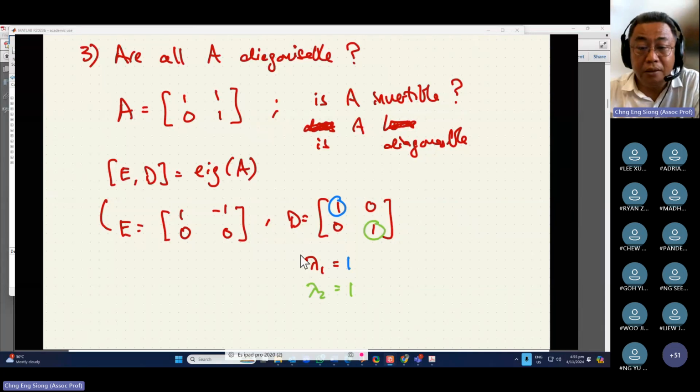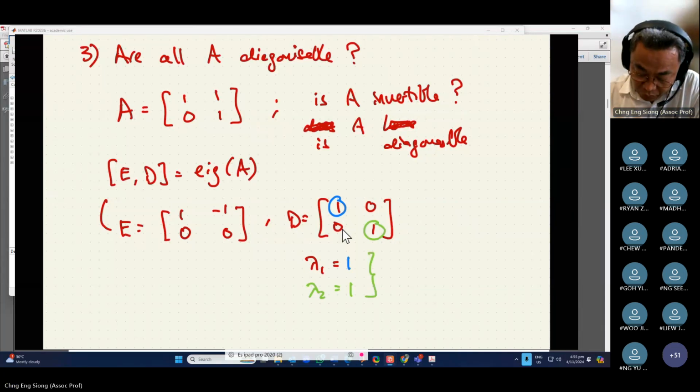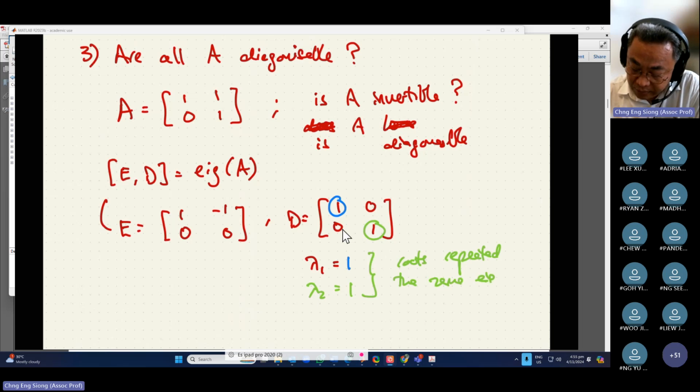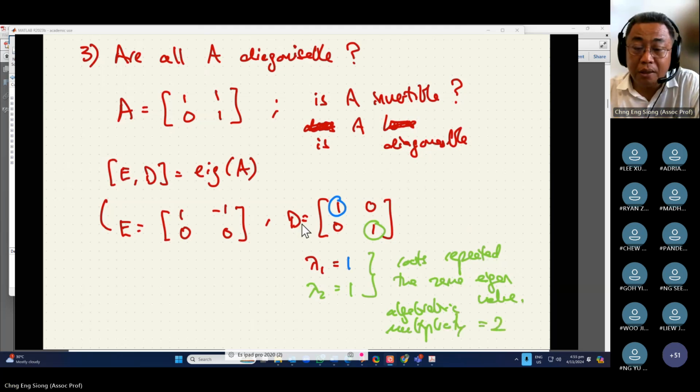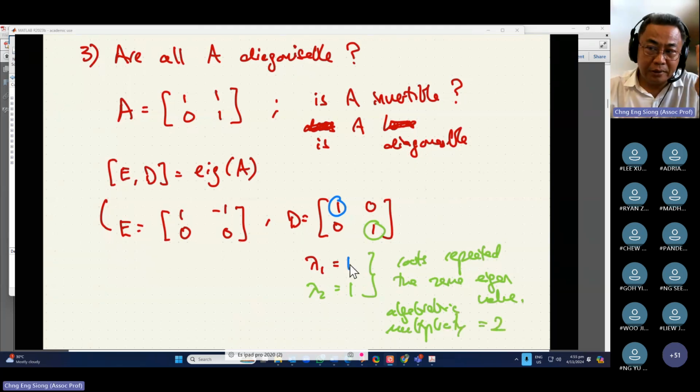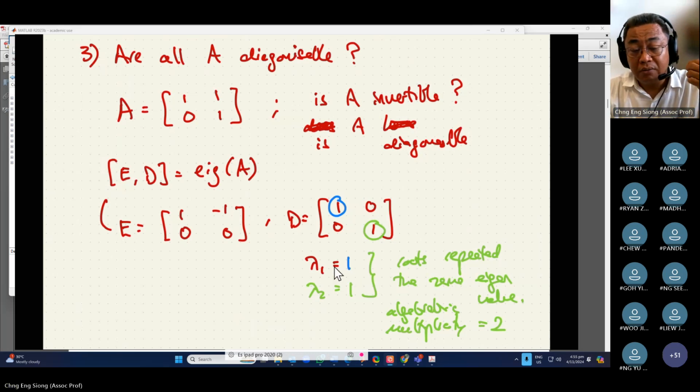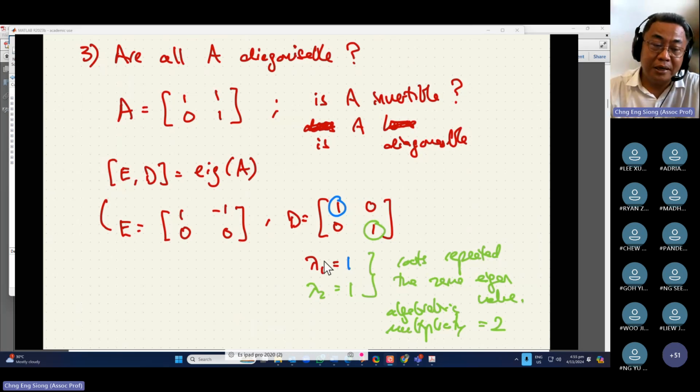Same, 1. So the roots of the characteristic equation are repeated. The same eigenvalue. What is that called? The algebraic multiplicity of this eigenvalue equals 2. The eigenvalue 1 is repeated twice. Algebraic multiplicity is 2. Now, we are again hoping that for each eigenvalue, we can find the corresponding eigenvector.